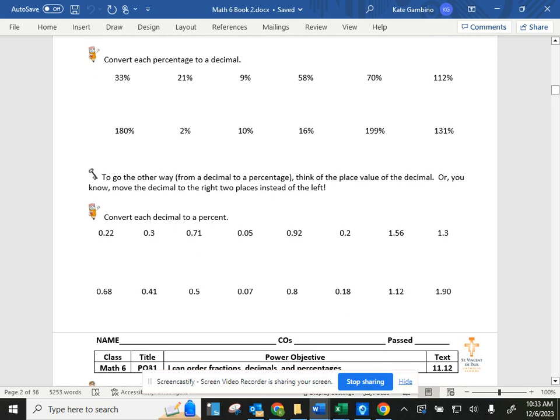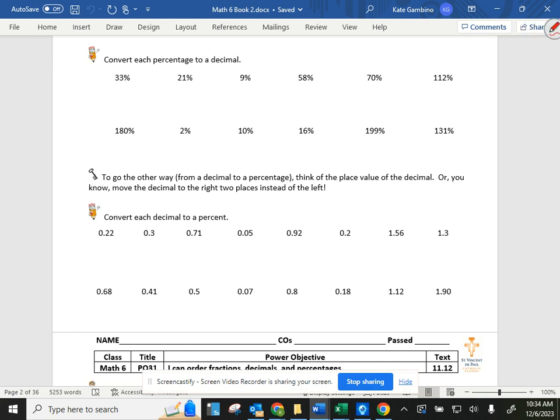So much easier. So we are going to convert each percentage to decimal. If it works better for you to put it over 100 as a fraction and then put the numerator as the decimal, you can do that. If you look at it and say, I don't need that extra step, I can do that myself, you can do that.